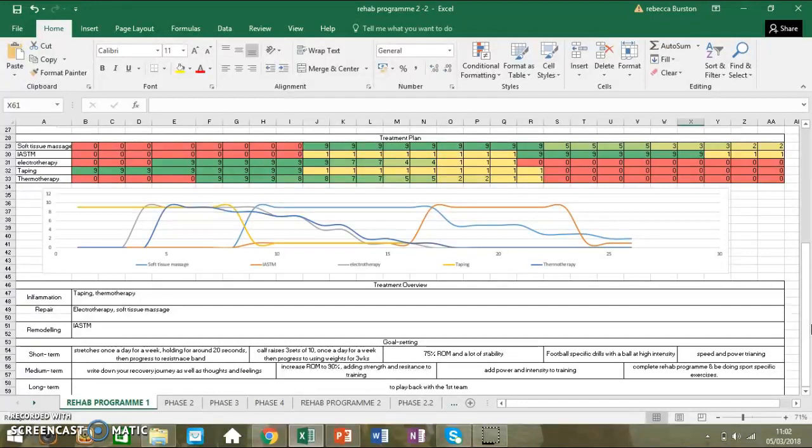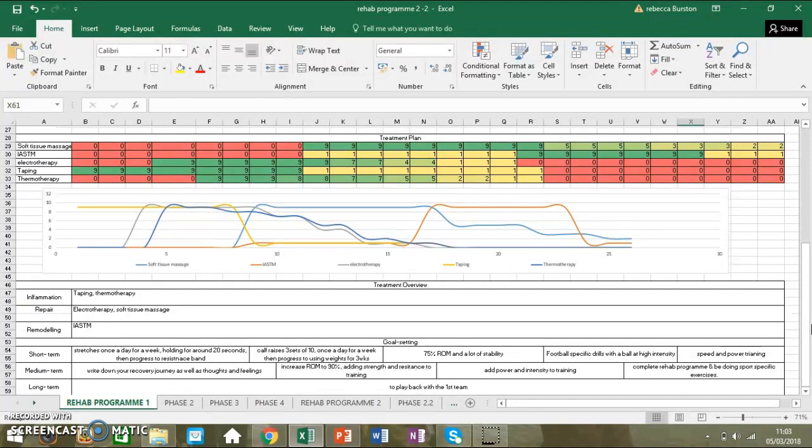So now moving on to medium-term targets, and the first one is to keep a journal or diary to keep the athlete's thoughts and feelings noted down. This will go on for the first 2 months, or it can even go over the whole treatment time, as it should help motivate the athlete by seeing their progress and can help them see the journey that they've come on. The second medium-term target is to increase their range of movement and add strength and resistance into their training.